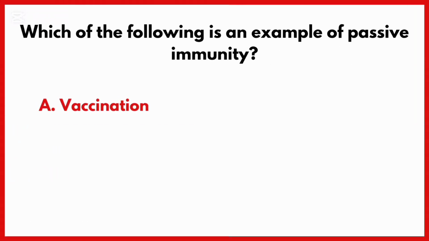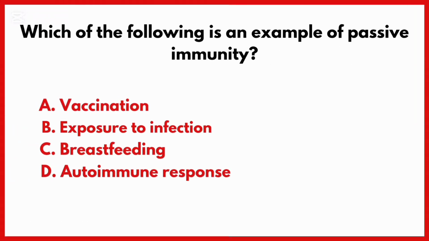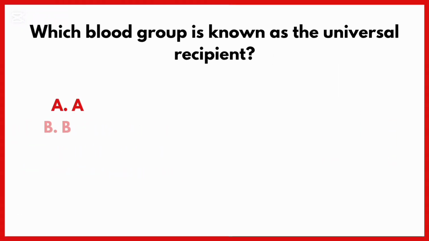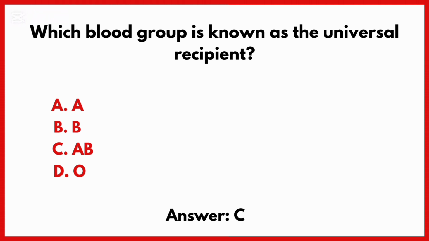Which of the following is an example of passive immunity? Correct answer is option C, breastfeeding. Which blood group is known as the universal recipient? Correct answer is option C, blood group AB.